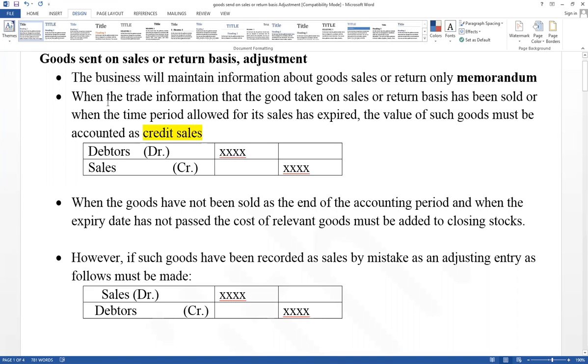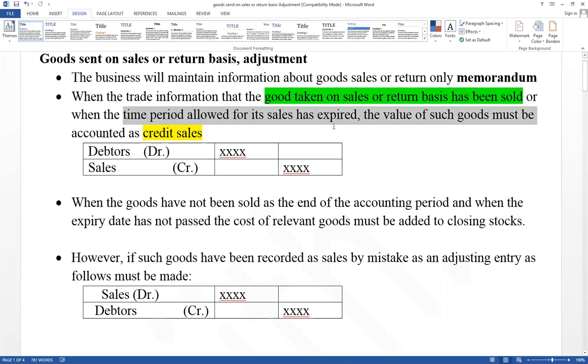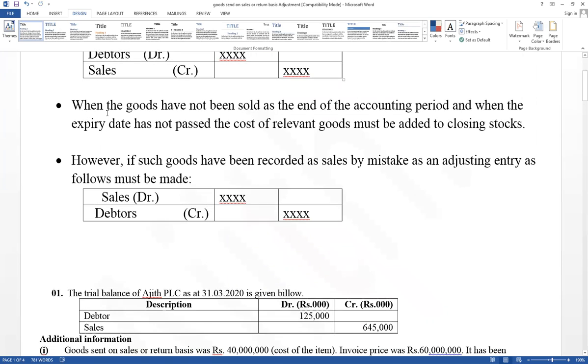This is the first one. When the goods taken on sales or return basis have been sold, or the time period allowed for their sale has expired, it should be recorded as a credit sale. Debtors account debit, sales account credit. But think about this one.